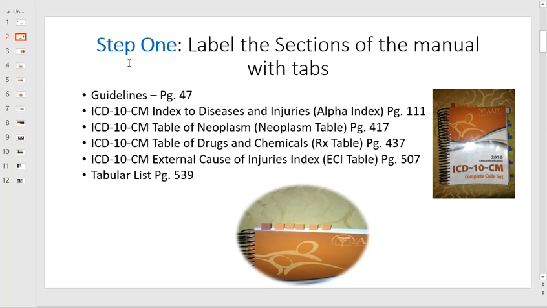This first step is labeling the sections of the manual with tabs. First, of course, you have your guidelines, then your index to diseases or your alpha index, your tables, neoplasm table, your table of drugs and chemicals, and then your external causes, and then your tabular list. These page numbers are not synonymous with 2017. This is just a demo.